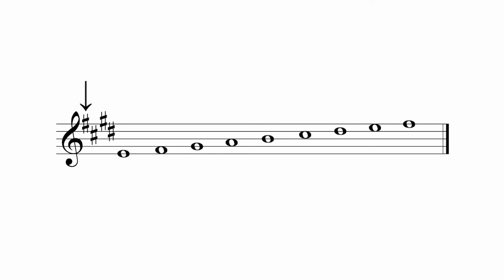So the F sharp in the key signature applies to all of the notes that are F, regardless of which octave the note F is located. The sharps and flats in the key signature are always written in the same order on the staff: F, C, G, D, A, E, and B.